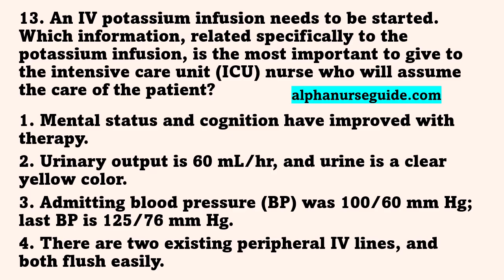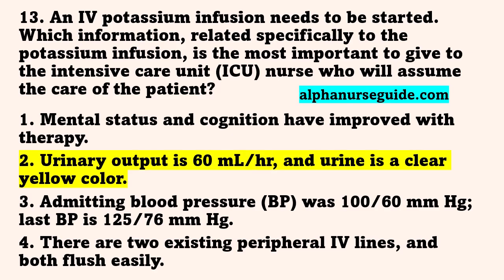1. Mental status and cognition have improved with therapy. 2. Urinary output is 60 ml per hour, and urine is a clear yellow color. 3. Admitting blood pressure was 100/60 mm of mercury. Last blood pressure is 125/76 mm of mercury. 4. There are 2 existing peripheral IV lines, and both flush easily.